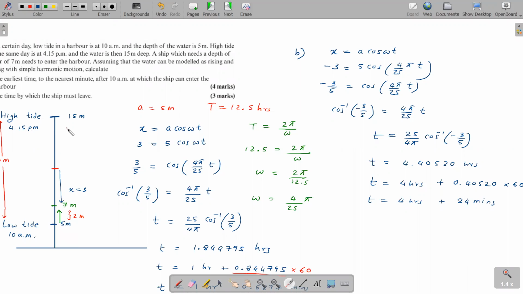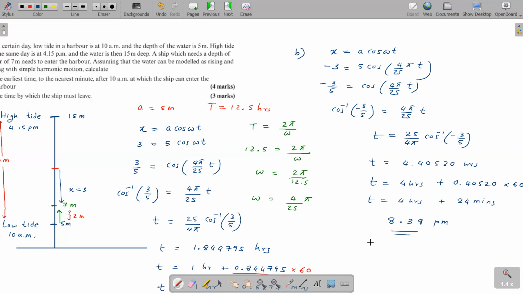You had to add this time to the time at the amplitude, which is the high tide, which is 4:15 p.m. So 4:15 p.m. plus 4 hours is 8:15, plus 24 minutes. So if you add 4 hours and 24 minutes later, it will be 8:39 p.m. So guys, the ship should leave before.